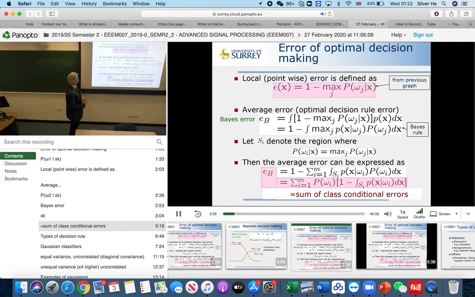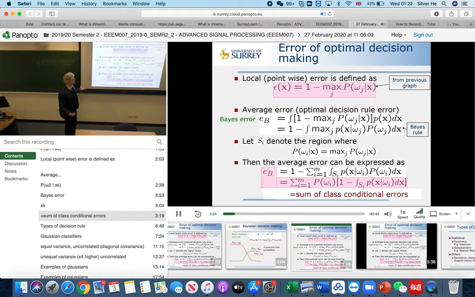In order to work out the average error over all the possible points that we could have had, we take this value, 1 minus max of P of omega j given x, and we integrate that over all values of x weighted by its probability. This is the expected value of this over all of the different points that it could have come from, and this gives us our so-called Bayes error. The Bayes error is the theoretically lowest error that we can get in a system. So we can't get any smaller than that.